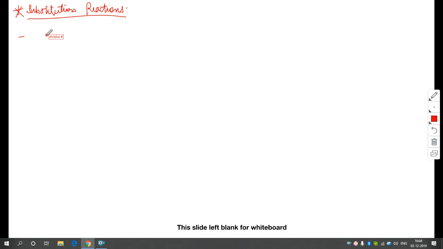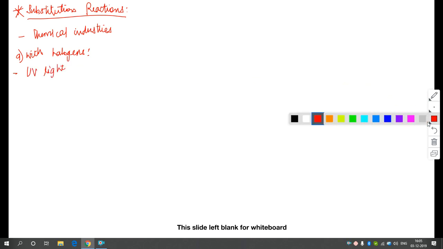Now, why we are talking about substitution reactions here is because they are very useful reactions in chemical industries. They are widely used because they allow the chemist to change one compound to another compound. Now alkanes undergo a substitution reaction with halogens, in the presence of UV light. We'll see one example.